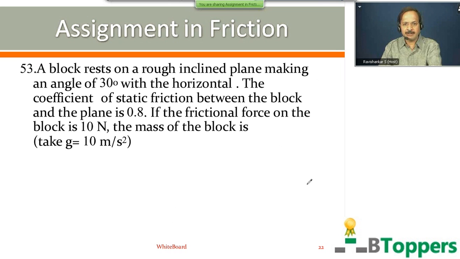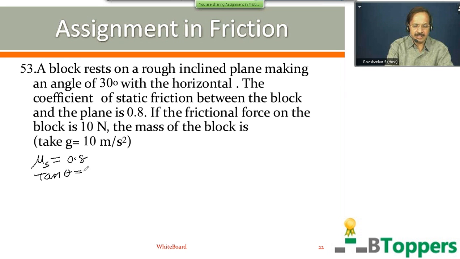A block rests on a rough inclined plane making an angle of 30 degrees with the horizontal. The coefficient of static friction between the block and the plane is 0.8. If the frictional force acting on the block is 10 newtons, the mass of the block is?